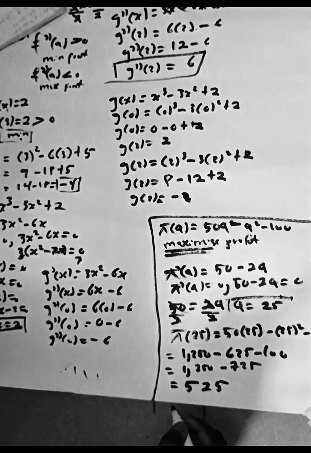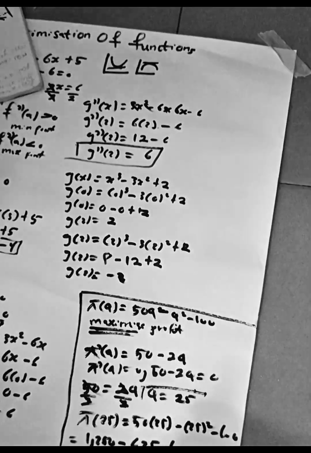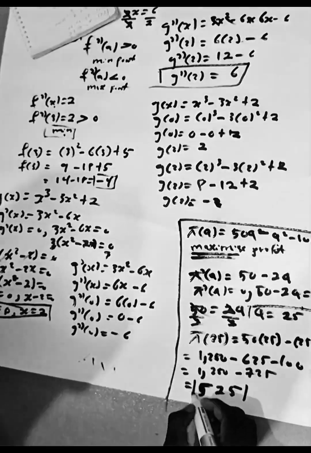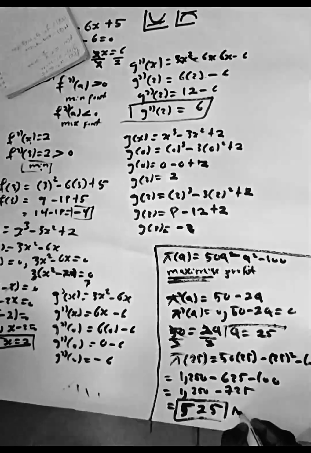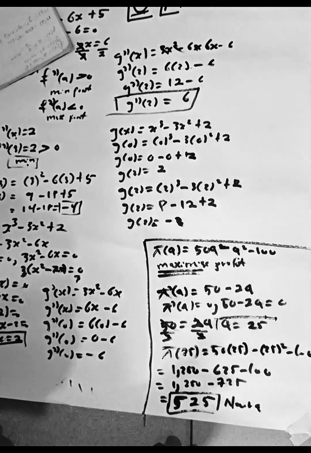525. So the maximum value of this function, or the maximum profit that the firm can make, this is the firm's profit function, it's 525. Let's say this is in naira, so 525 naira. So yeah, that's that for the function.